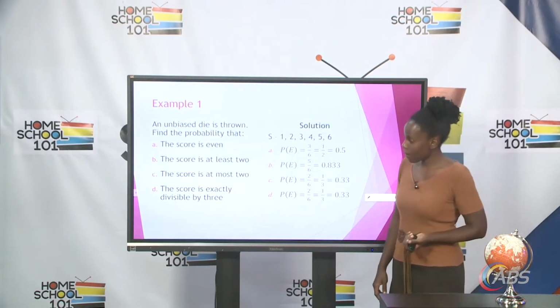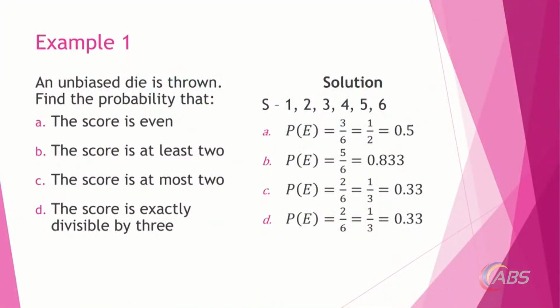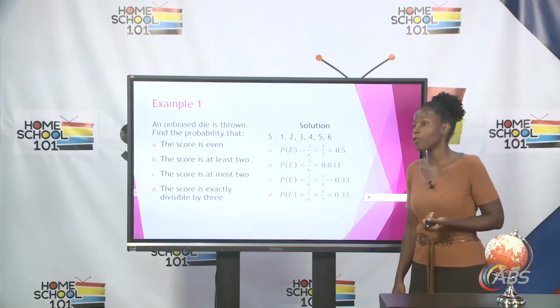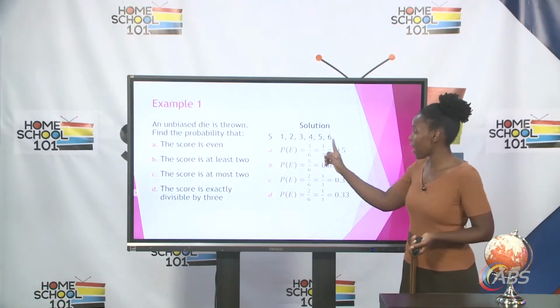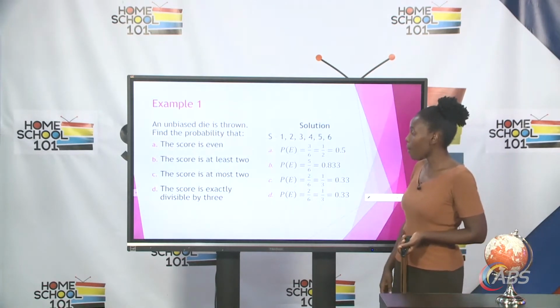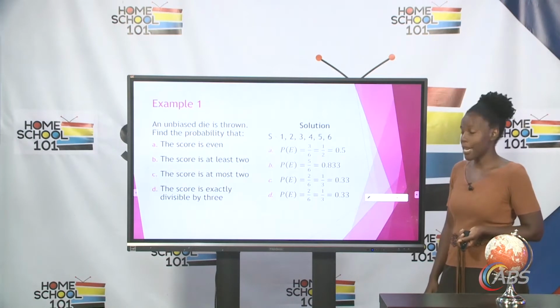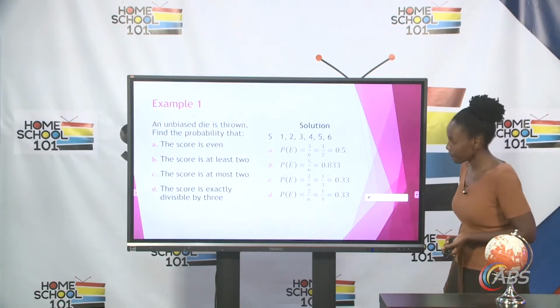For the second question, it states that the score is at least 2. Now, when it states at least 2, it means 2 is the lowest value, so it's either greater than or equal to 2. So we go back to the sample space again, and we look at all the numbers that are greater than or equal to 2. And as we can see, there are 5 numbers. Hence, the probability would be 5 divided by 6, which gives me 0.833.